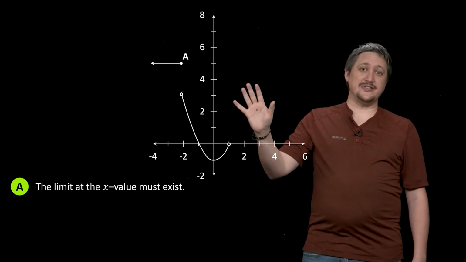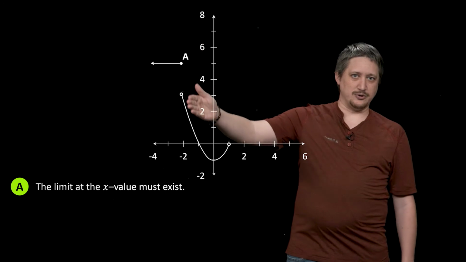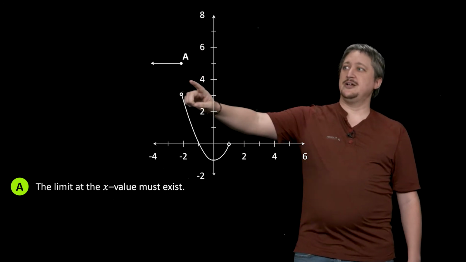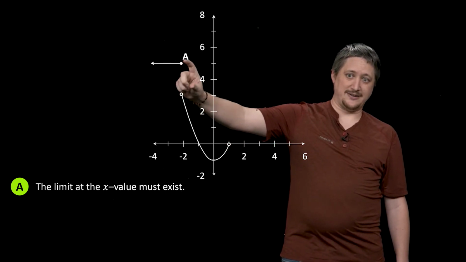So the very first thing that we need, right, is for this limit at the point that we're looking at, we need this limit to exist. And really what we're saying is that we need the piece from the left and the piece from the right to go to the same spot, right?